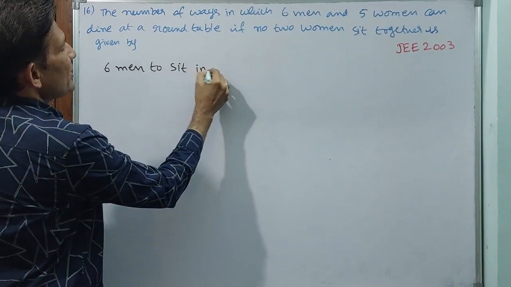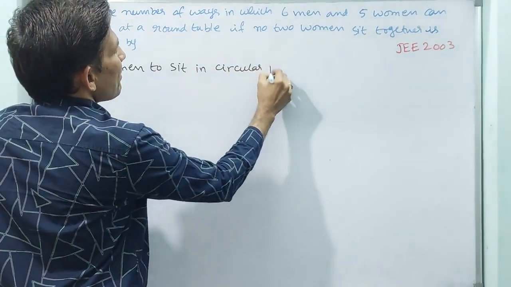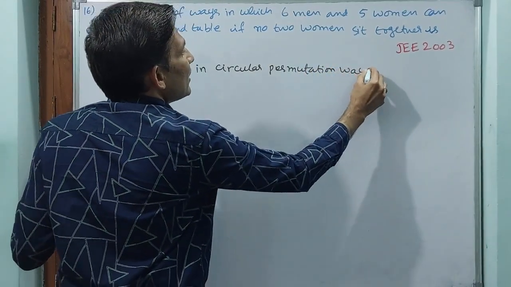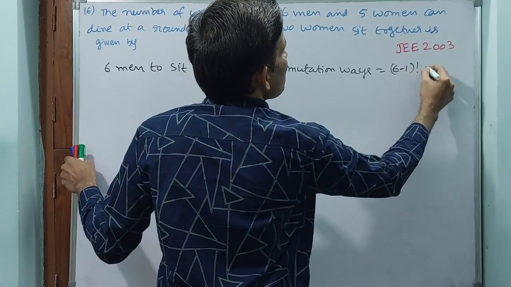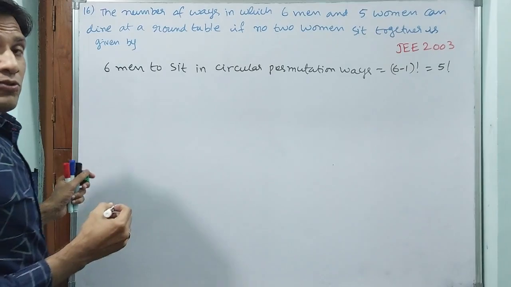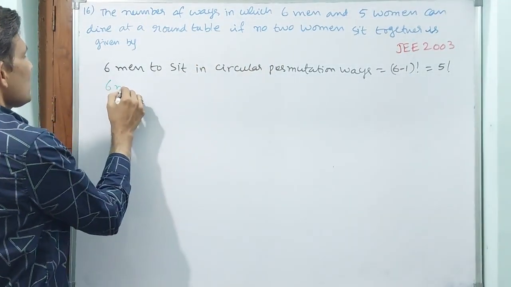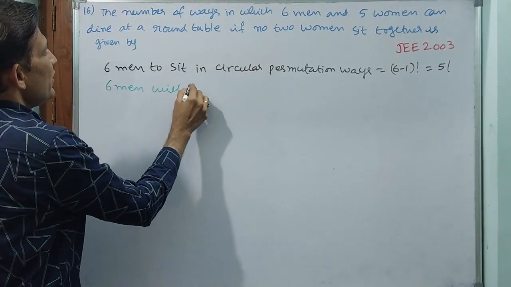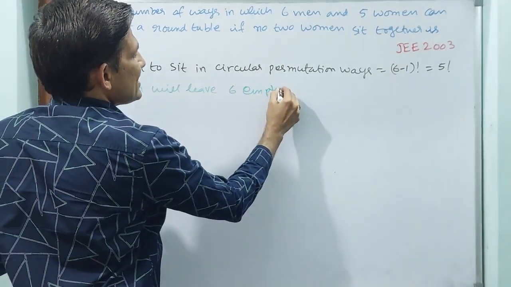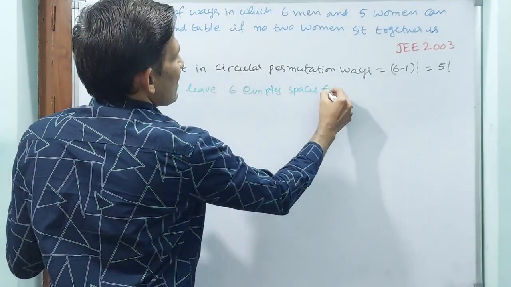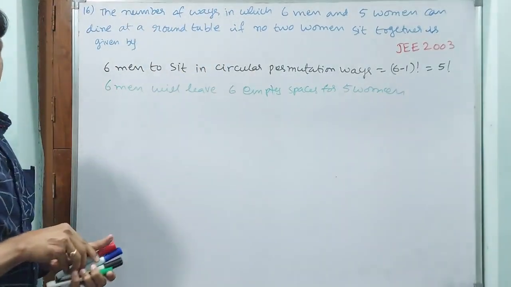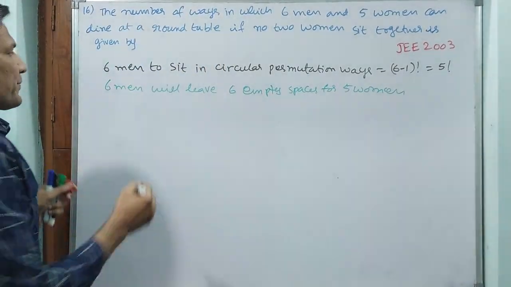6 men to sit in circular permutation ways is equal to 6 minus 1 factorial. That is equal to 5 factorial. Okay? Now, these 6 men will leave 6 empty spaces for 5 women. Okay? 5 women. Then what is the permutation of women?